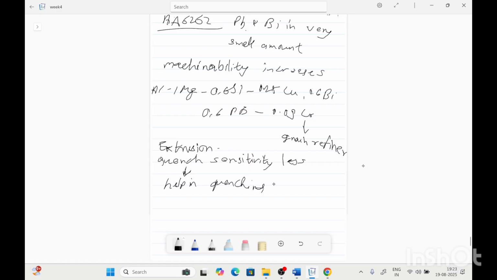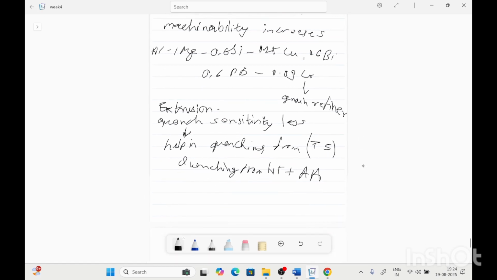Quenching from T5 temper. T5 temper, we know it is the quenching from high temperature shaping process plus artificial aging. So in this alloy, we can easily quench it from the high temperature.